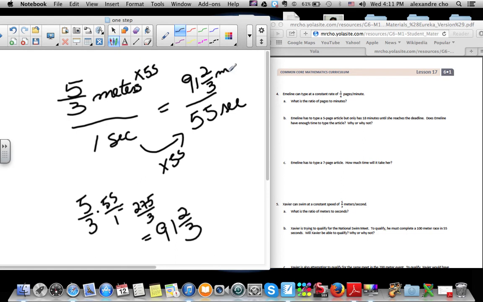Will he be able to qualify? No. Why? Because he doesn't swim that distance in 55 seconds. He's a little bit too slow. You know that he's missing about 8 more meters. So that's one way of solving this, seeing how much he can swim in 55 seconds.